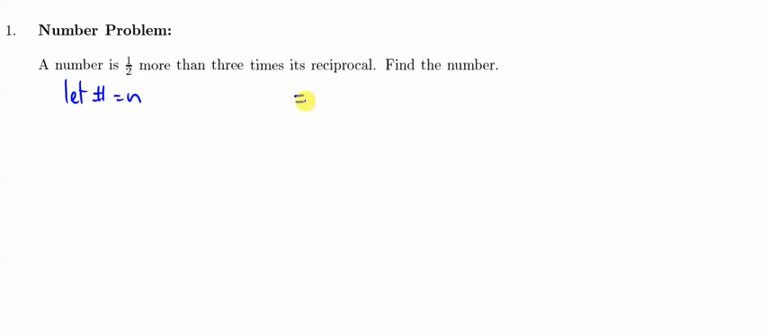Is means equals. It says a number. So we've got is covered, we've got number covered. Now, half more than means to add half. 3 times, and reciprocal. Reciprocal means 1 over the number. Okay, there we go. So let's read it again. A number, there we are, is, yes, half more than 3 times its reciprocal. Okay, that's the trickiest part of these problems, is translating the English into an effective math equation that's equivalent.